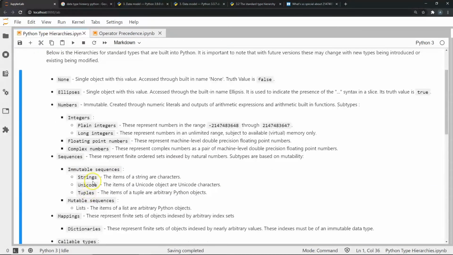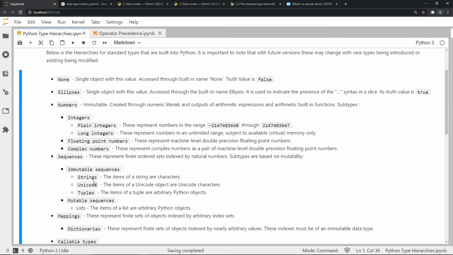Then we have sequences. Sequences are finite ordered sets indexed by natural numbers. So each element in a sequence has an index, and that index is a natural number. The different types of sequences are based on mutability, that is, once we create an object, whether we can modify it or not. So there are mutable and immutable types.